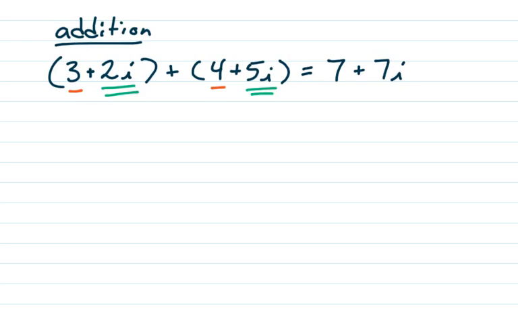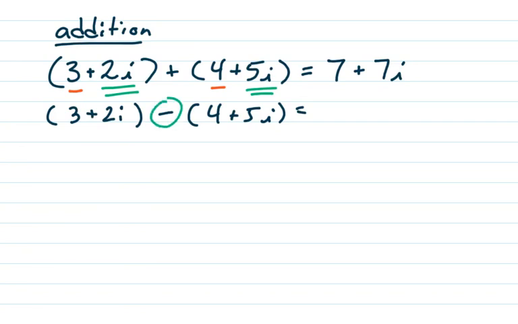Subtraction is the same way. Say we were subtracting these. We'd get 3 plus 2i minus 4 plus 5i. And you just combine their components, just keeping in mind that we have a negative symbol here. So that's going to be 3 minus 4, which is -1, is the real component.